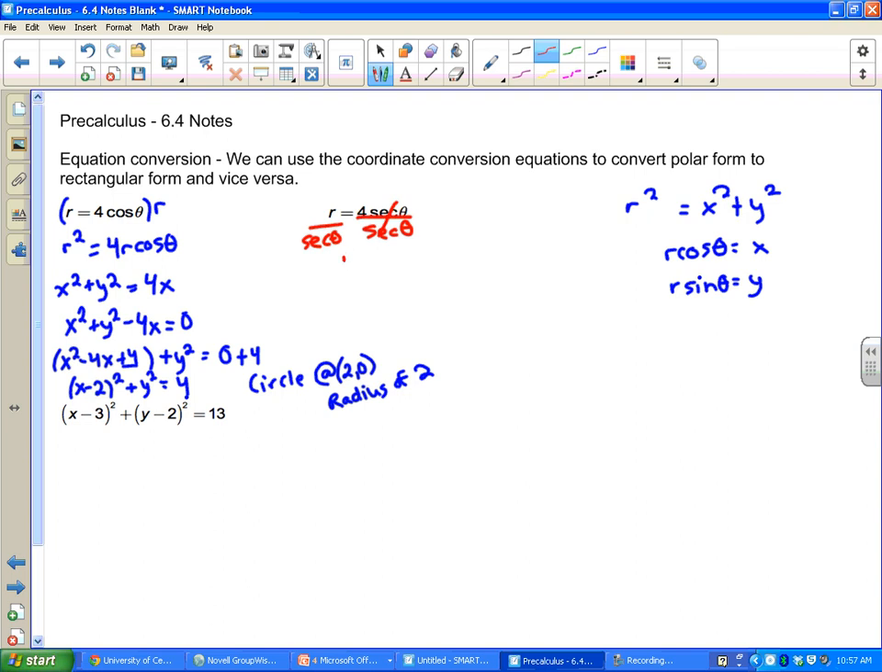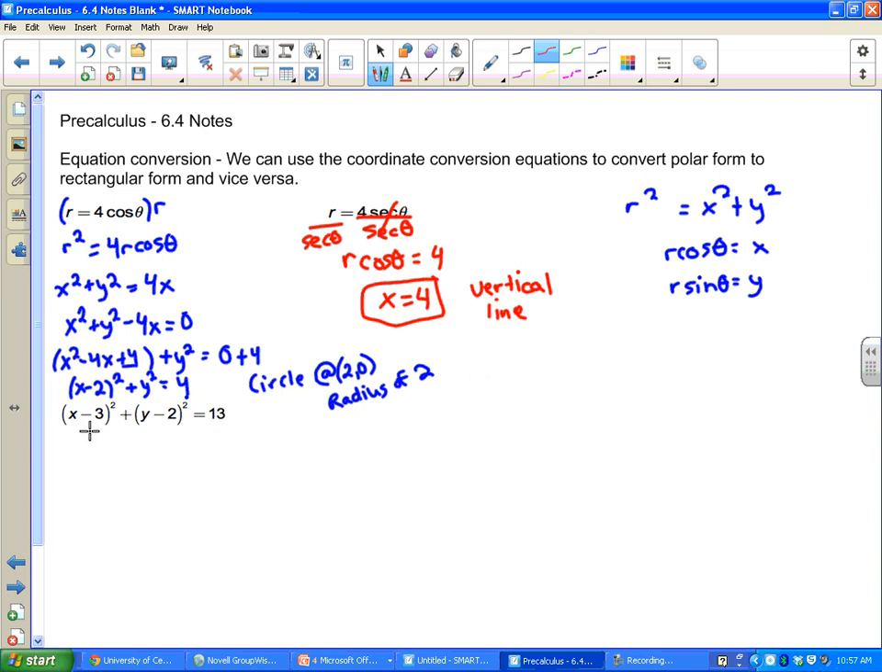So we have r, and isn't secant on the bottom the same as having cosine on the top? And isn't r cosine theta, according to this, equal to x? So this equation, r equals 4 secant theta, is the same as the equation x equals 4, which is a vertical line at x equals 4. Now let's go the other direction.